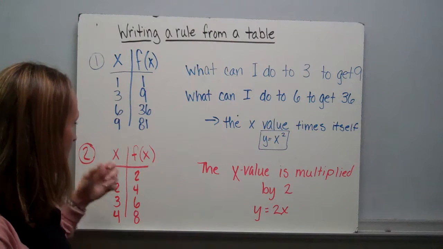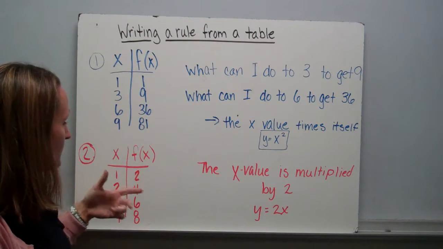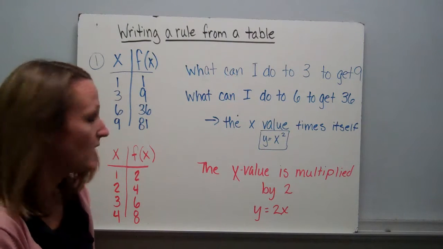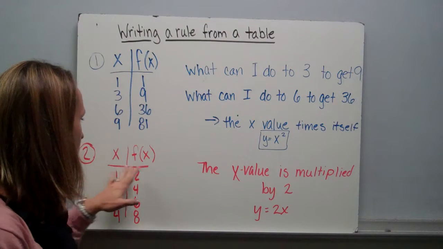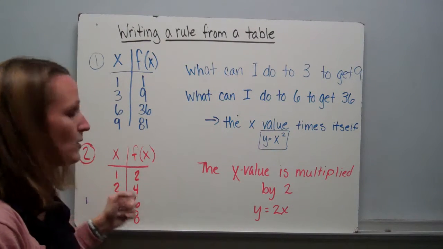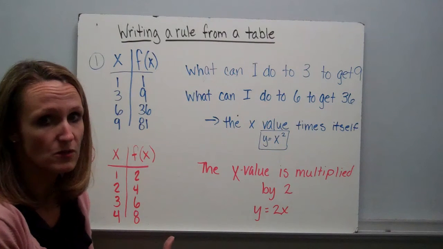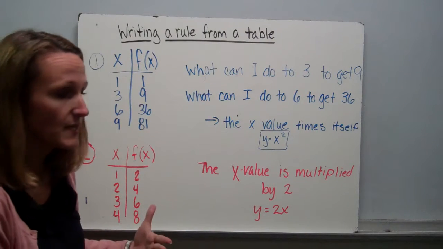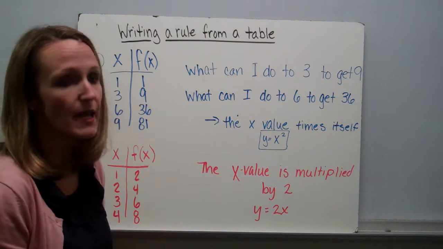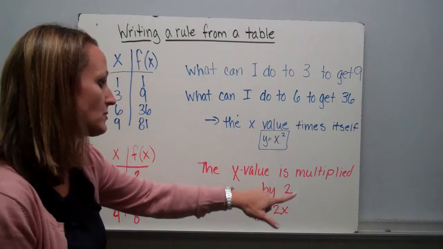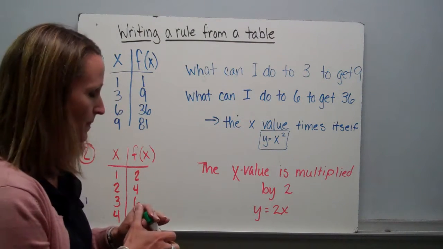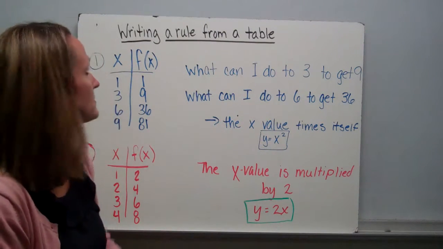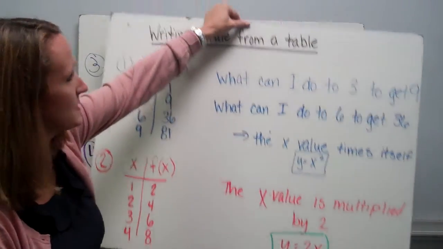Okay, so let's look at another one. Our x values are 1, 2, 3, and 4. Our y values are 2, 4, 6, and 8. So what can I do to x to get y, or to get my f of x? So to go from 1 to 2, it looks like I'm multiplying by 2. What happens from 2 to 4? Well, 2 times 2 is also 4. So let's continue to try the rule. 3 times 2 is 6. Oh, it's still working. 4 times 2 is 8. So in this case, the x value is multiplied by 2. So we would say that our function rule is y equals 2x. They're not always going to be this easy.